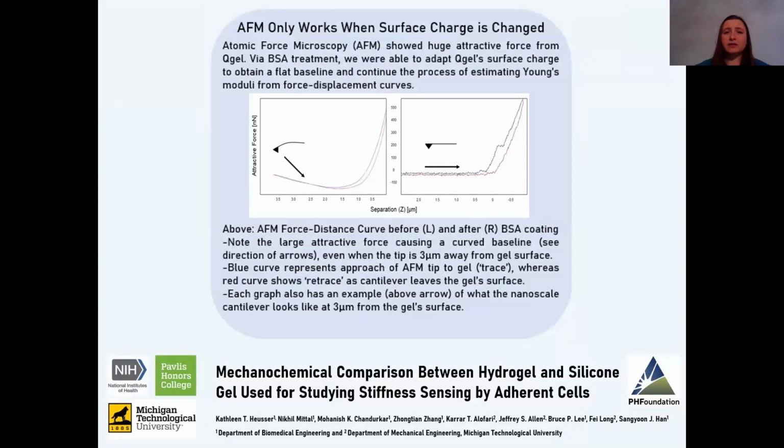Our next finding was that atomic force microscopy only works when the surface charge of the Qgel is changed. Originally, AFM showed a huge attractive force to the cantilever used from the Qgel, bending it, in fact, when the cantilever was nowhere near the surface of the gel. Then, after coating it with bovine serum albumin for 1 hour, this changed the hydrophobicity of the Qgel, making it more hydrophilic. It remained flat, and the cantilever was able to measure the attractive force as normal rather than being attracted to it from the first moment of measurement.